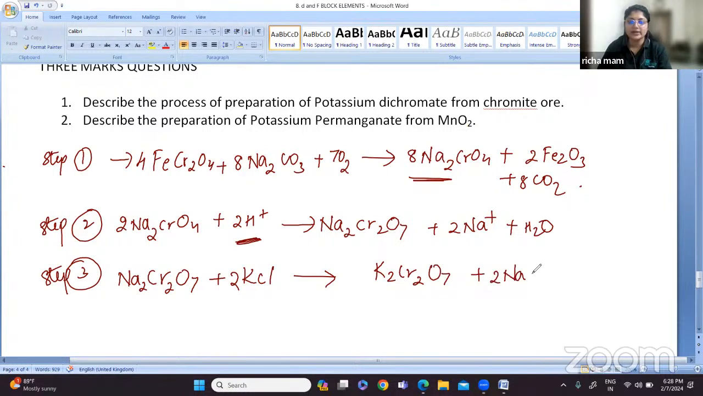We get potassium dichromate. So for 3 steps with proper stoichiometric ratio and all, 3 marks. So 1 mark for each step. Understood? Okay. So please note down the questions. Very important. These are the very important questions.